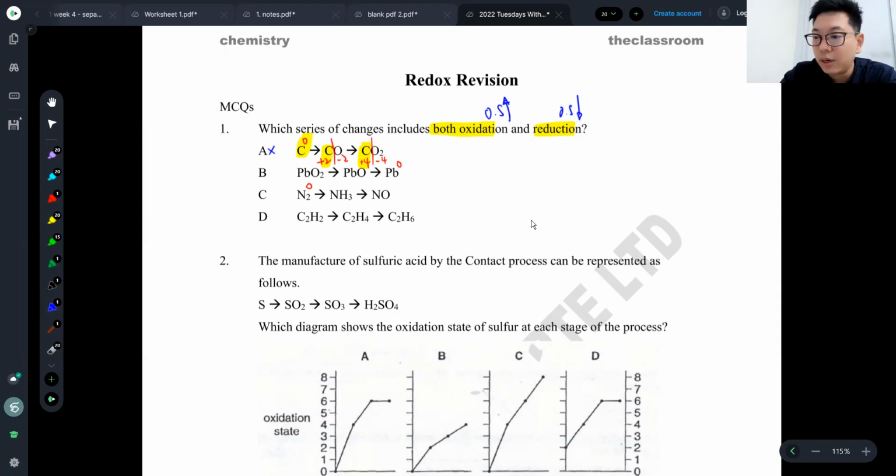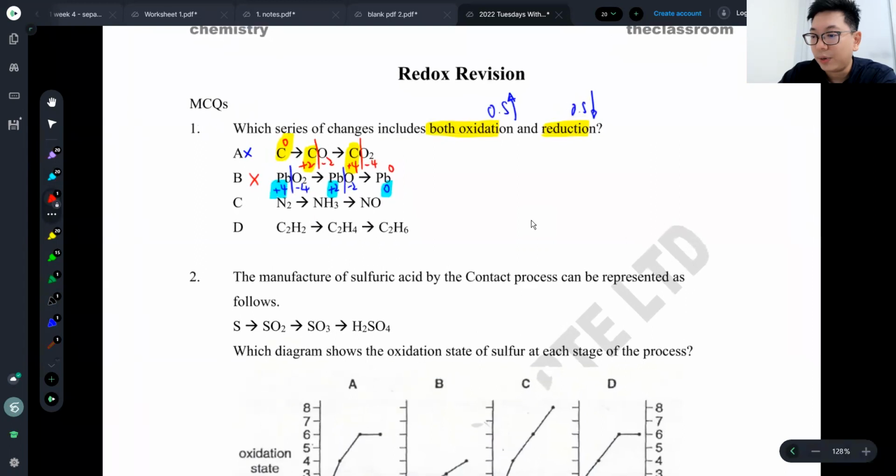The next one, lead oxide. Let me get rid of that first. -4, plus 4, minus 2, plus 2. All elements by themselves uncombined are 0. Oxidation state goes from plus 4 to plus 2 to 0. It keeps dropping. Is it oxidized? No, it's purely reduction. Also wrong. There are some airplanes behind, so bear with me for a while. Next one, let me increase the screen.